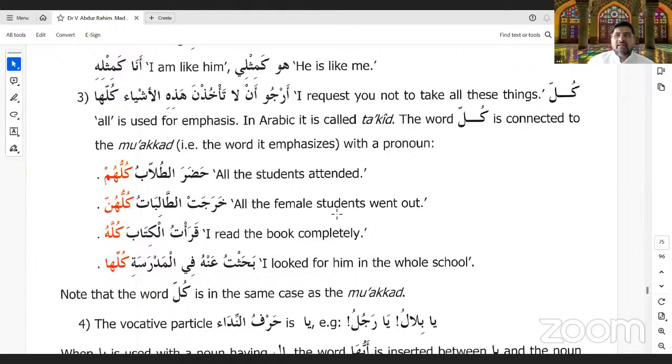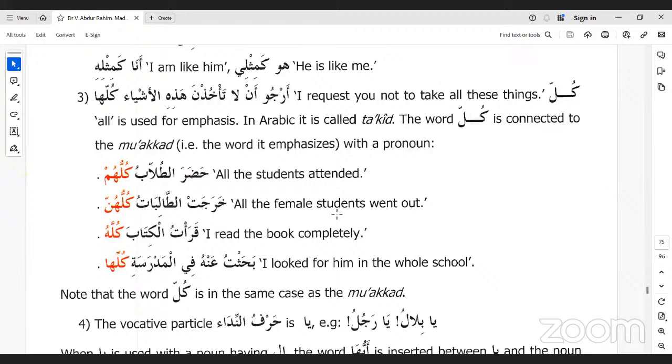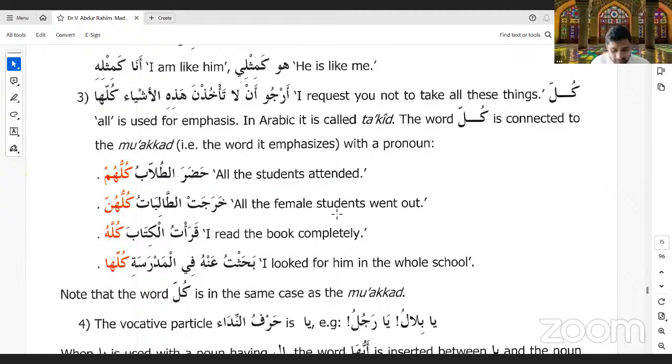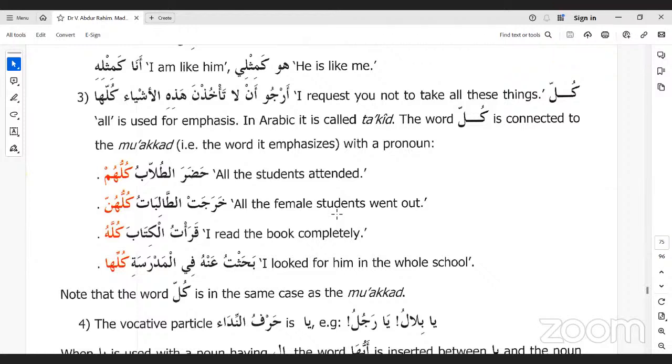And the reason it's ghayr, and the other thing is that it's jam' muqassar. It's a broken plural. Remember, there's the sound masculine plural, the sound feminine plural, and there are broken plurals. Kulla, meaning all, is used for emphasis. In Arabic, it is called ta'kid. The word kulla is connected to the mu'akkad, that is, the word it emphasizes, with the pronoun.